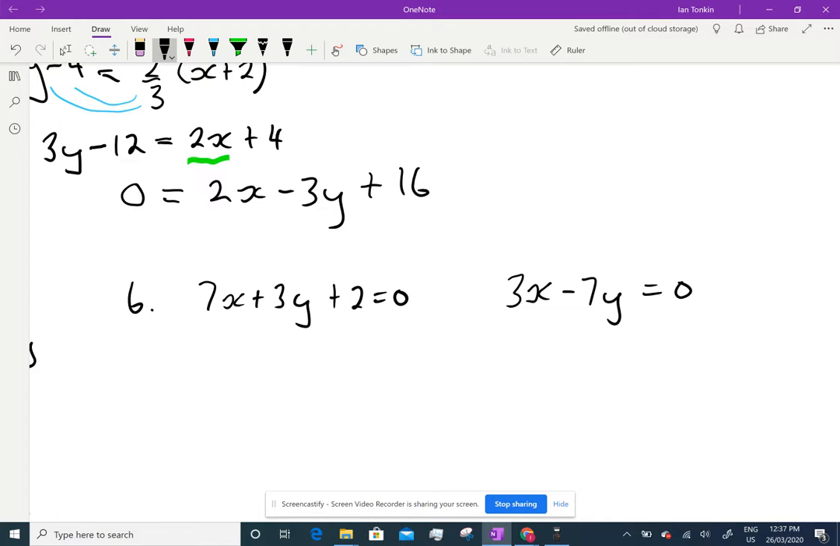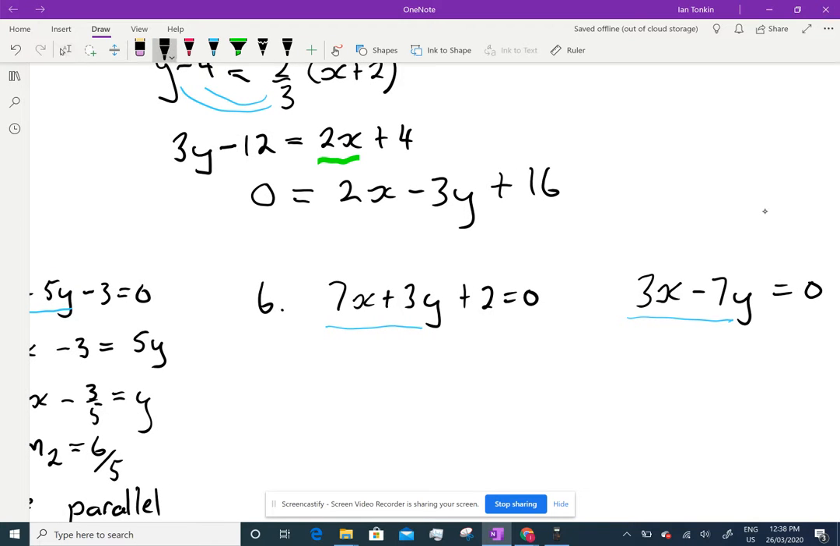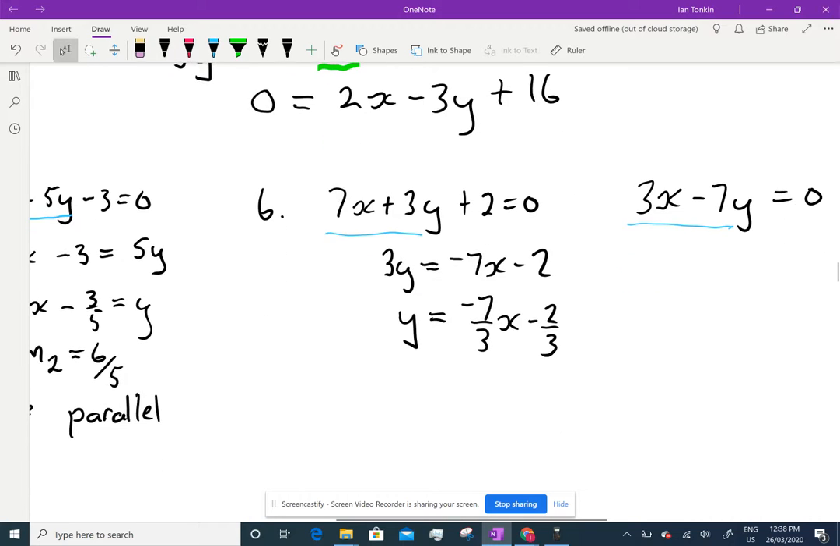Now I already know these two lines are perpendicular because if I look at the coefficients of each of them, they're swapped and one has a different sign. So I know that, but I'm going to go through the proof anyway. So I need the y to be positive, so I'm going to take the 7x over the other side. I'm going to get 3y equals negative 7x minus 2, and I'm going to divide by the 3. So negative 7 on 3 x minus 2/3. Therefore, m1 is negative 7 on 3.